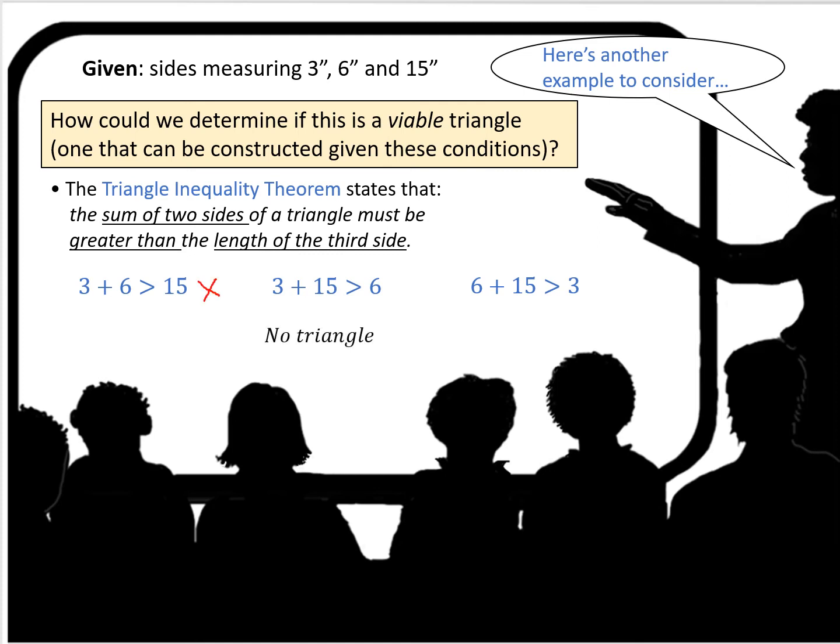Nope, that's a no. 3 plus 15 greater than 6? Well, that's definitely true. 6 plus 15 greater than 3, and that's true. But because one of these pieces is not true, then you do not have a triangle. Can't construct a triangle based on those dimensions.